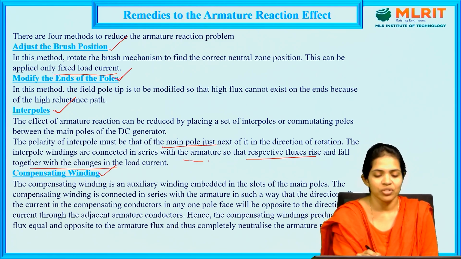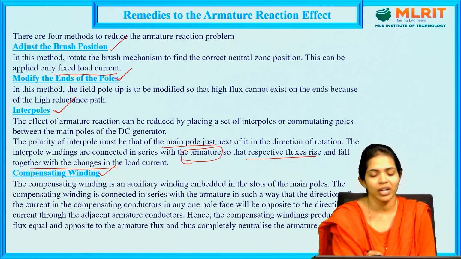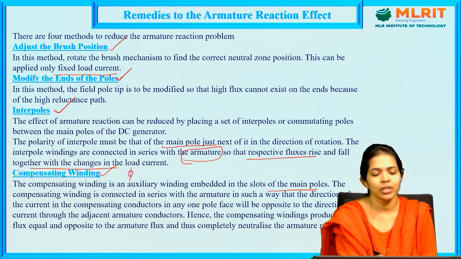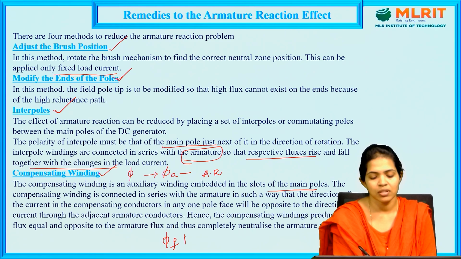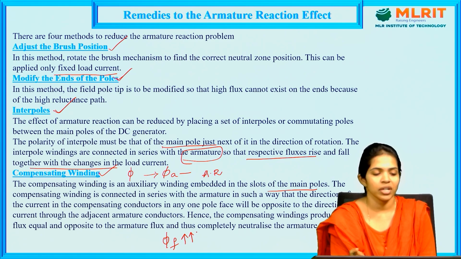in the armature conductors. And then the next one is the compensating winding. It is the auxiliary winding which is placed in the main poles. So these main poles will produce a flux which will neutralize the effect of armature flux, thus neutralizing the armature reaction effect and thus increasing the field flux in the generator.